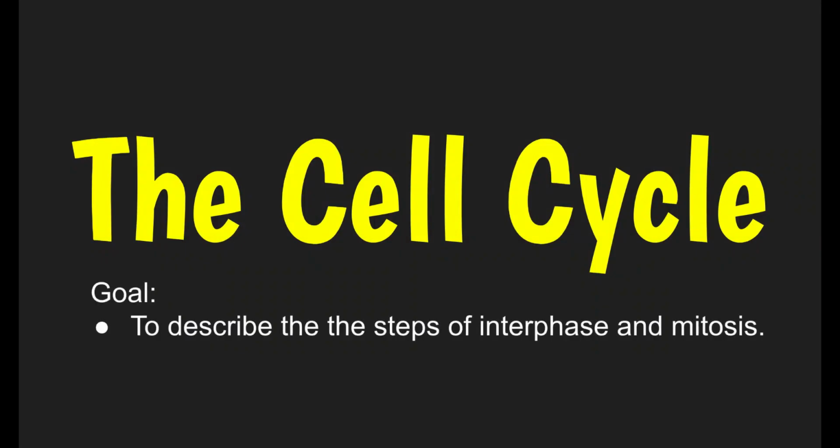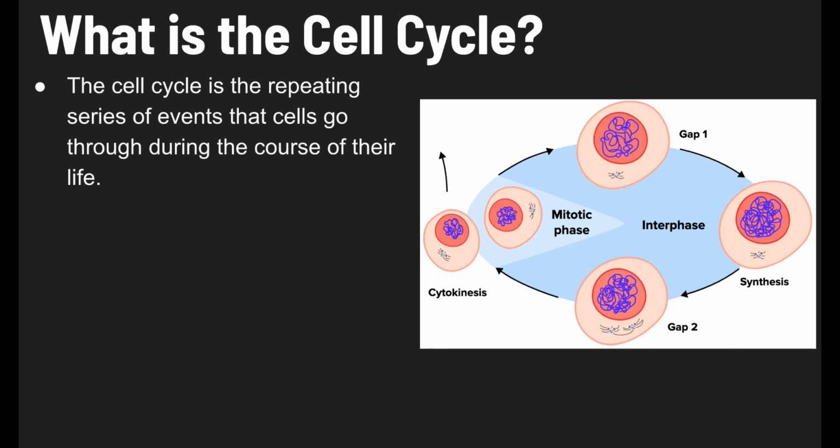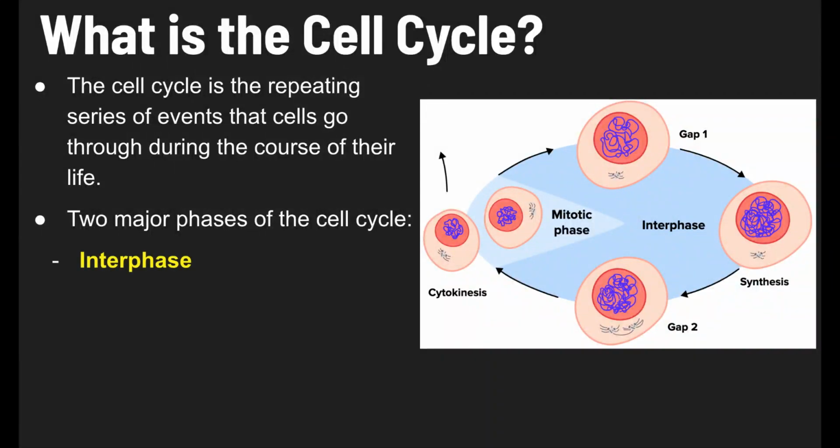Today we're going to talk about the cell cycle, and the goal of this video is to describe the steps of interphase and mitosis. So first, what is the cell cycle? The cell cycle is the repeating series of events that cells go through during the course of their life. There are two major phases of the cell cycle, interphase and M phase.